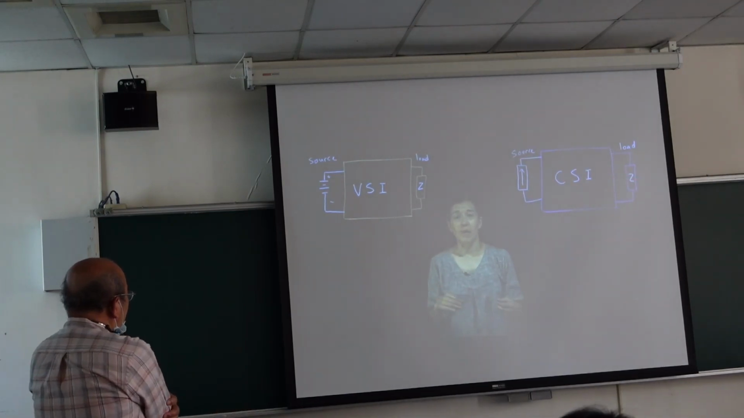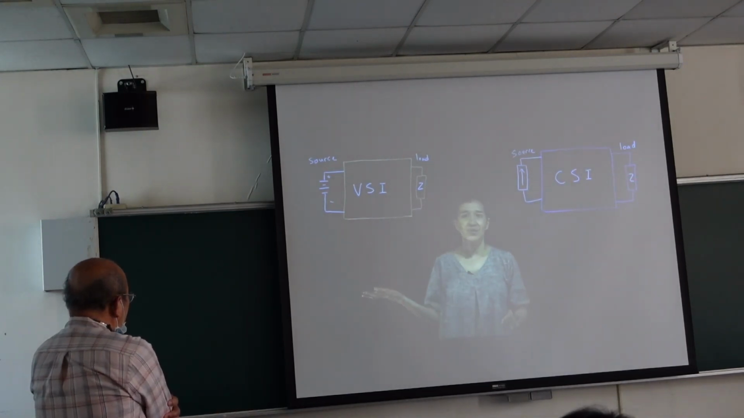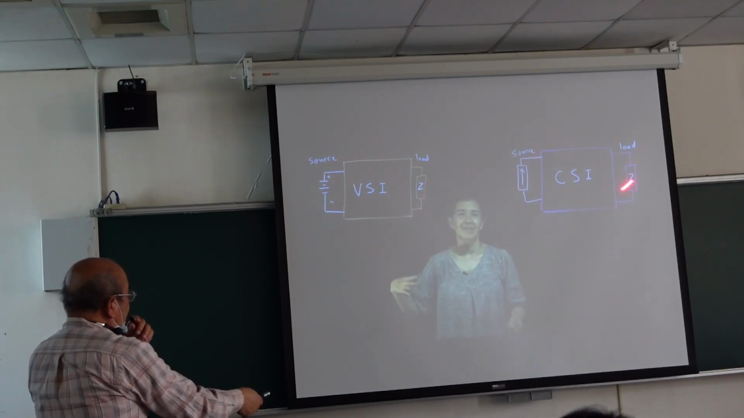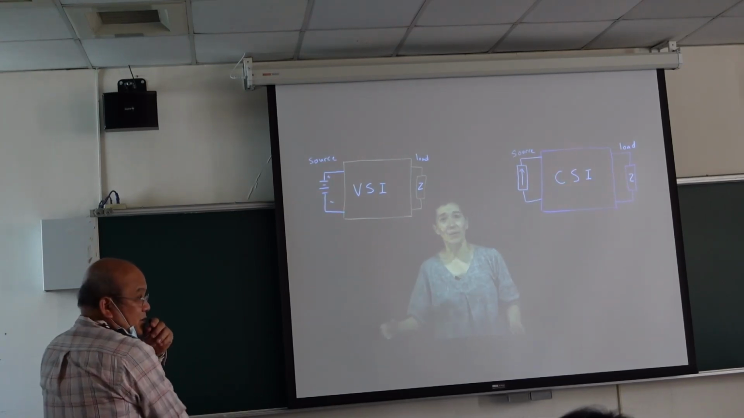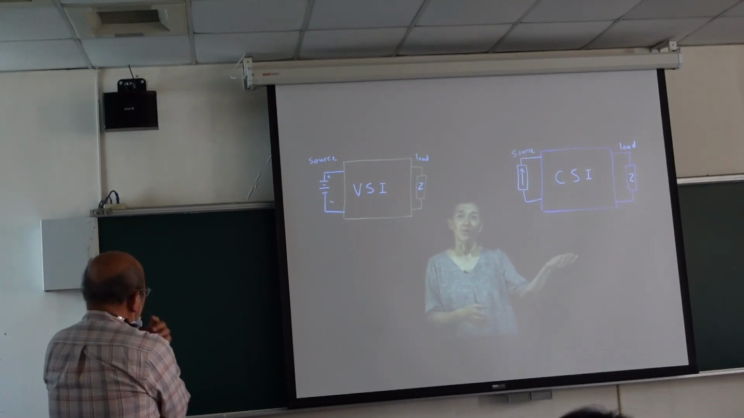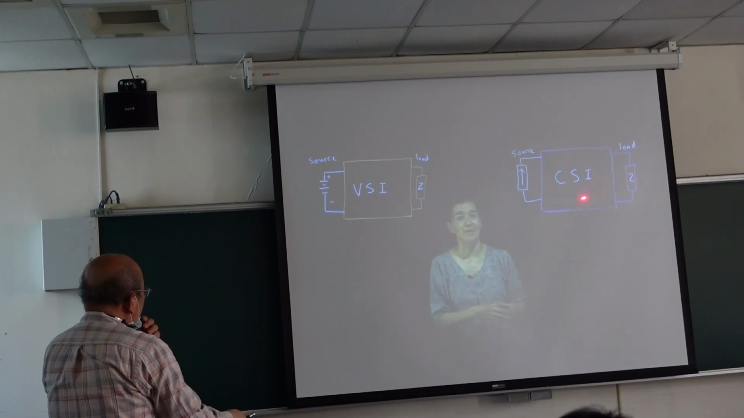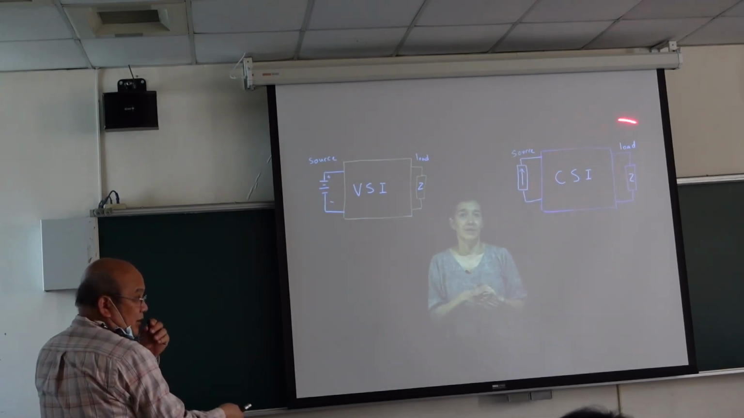Both of these types of inverters are commonly used. In general, we use voltage source inverters. In special cases, we use current source inverters, but the current source inverter is also used in various applications, especially larger grid connected systems. This is generally high power.